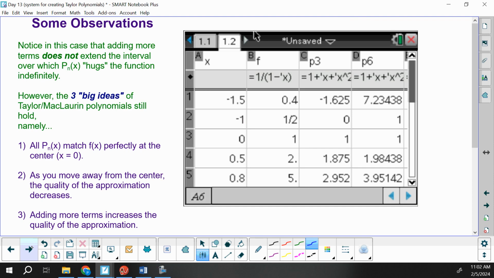So even though it didn't match infinitely, still our big three ideas were true. At x equals 0, the center, it matched perfectly. As we moved away from the center, not as good of an approximation, but by adding terms, we could increase the quality of that approximation.